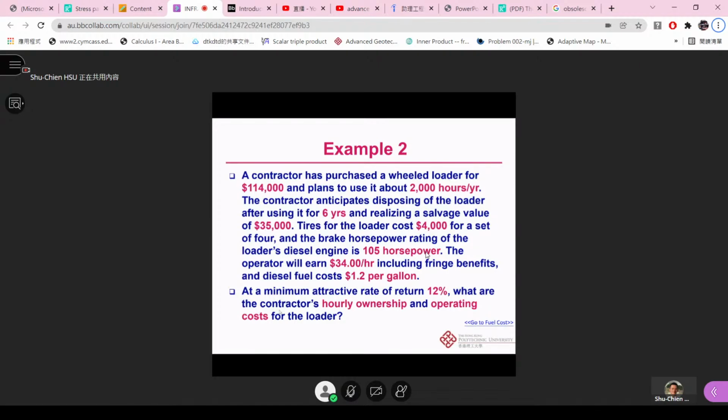For 114,000 and plans to use it about 2,000 hours per year. And the contractor anticipated disposing of the loader after using it for 6 years and realizing a salvage value of 35,000. And tires for the loader cost 4,000 for a set. The brake horsepower rating of the loader's diesel engine is 105 horsepower, and the operator will earn $34 per hour, including the fringe benefit, and the diesel fuel costs 1.2 per gallon. All right. And the minimum attractive rate of return is 12%. Now you also know the interest rate. What are the contractor's hourly ownership and operating costs for the loader?